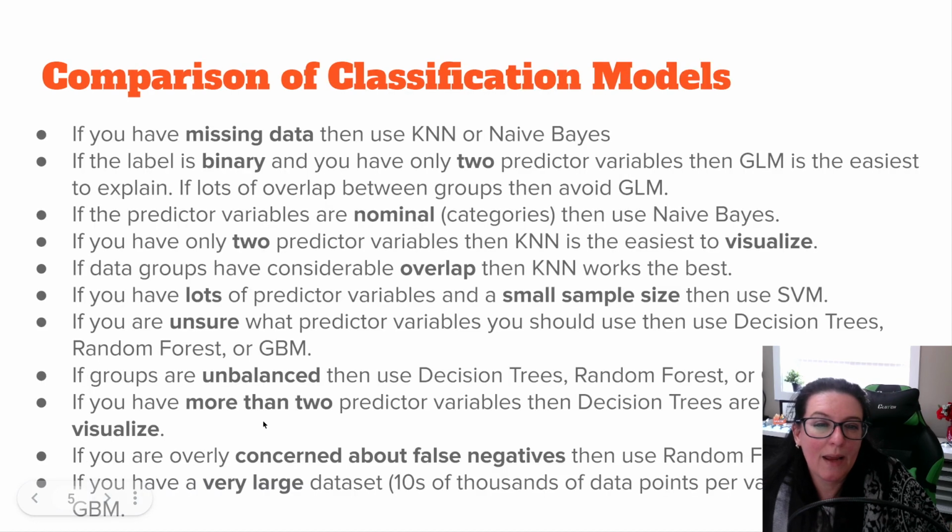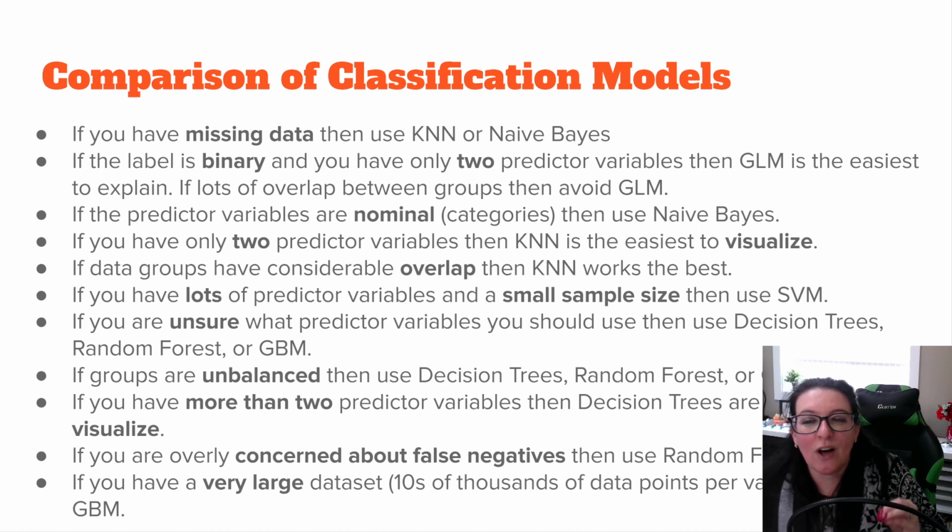If we have a predictor variable that is nominal, so then we're using categories to predict another category, then we want to use the method called naive Bayes. If we only have two predictor variables, think x, y axis, then the k-nearest neighbors is the easiest to visualize. We can show it as a graph.